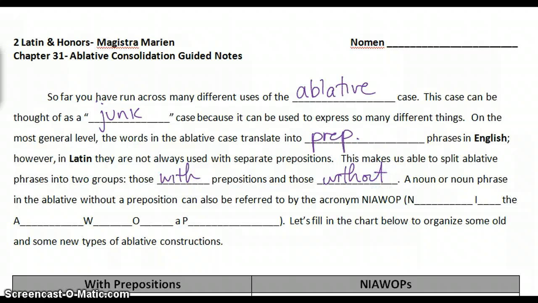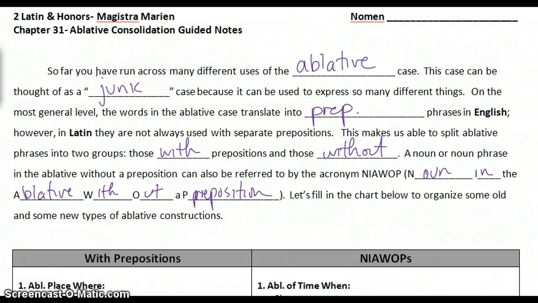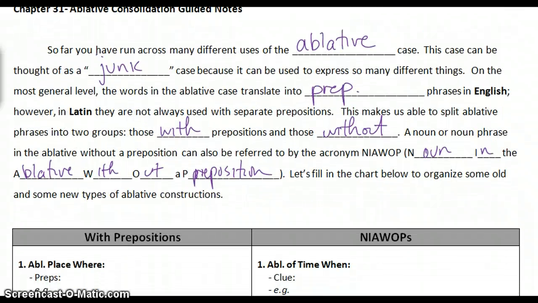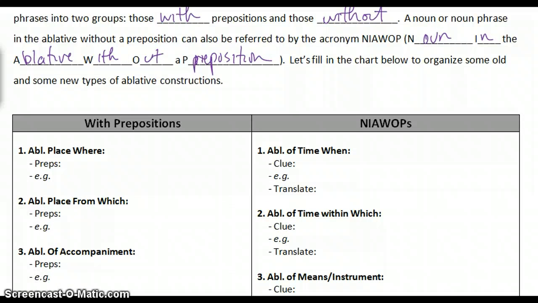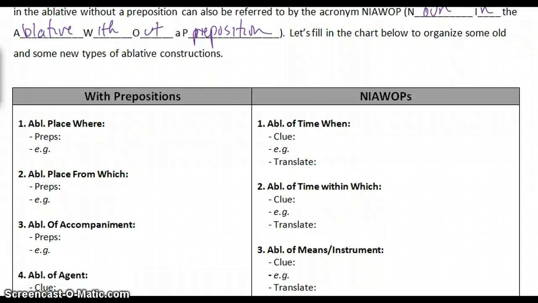A noun or noun phrase in the ablative without a preposition can be referred to by the acronym NIAWAP. A NIAWAP just stands for noun in the ablative without a preposition. So let's fill in the chart below to organize some of our old ones as well as some new types of ablative constructions. So some ones that we already know that are with prepositions.